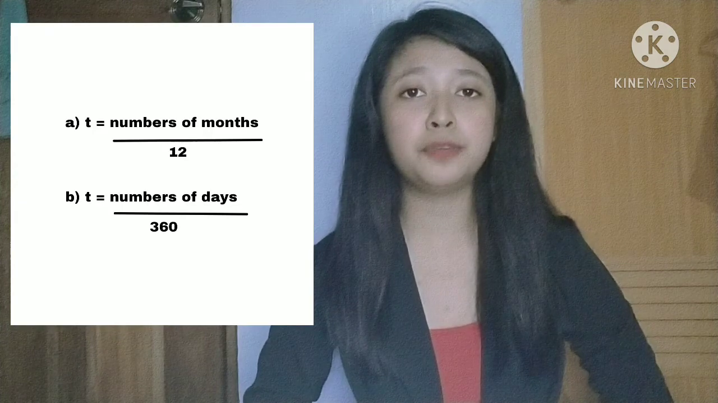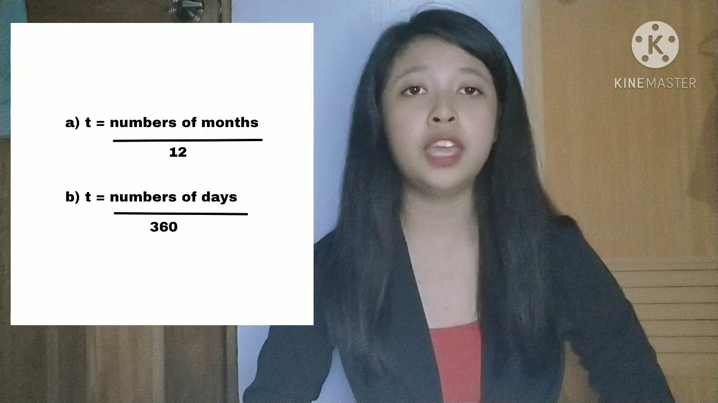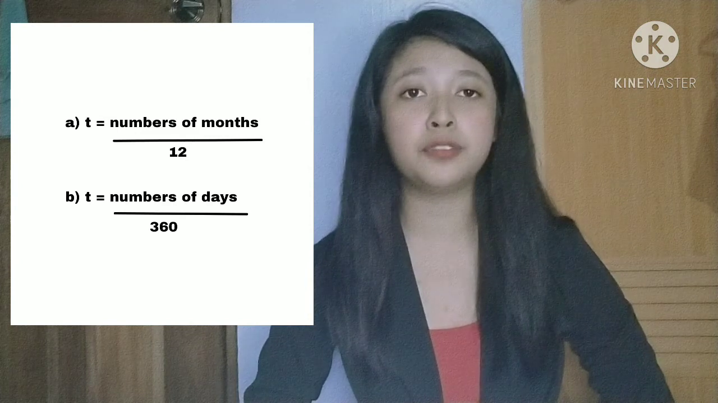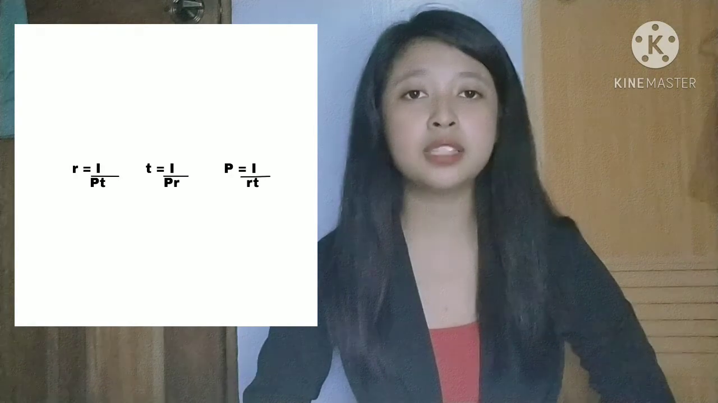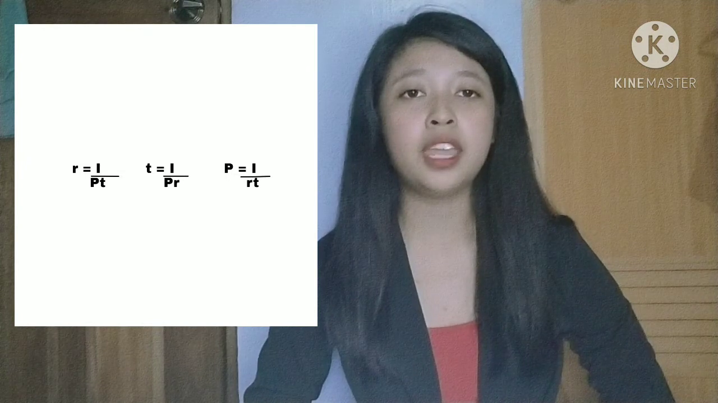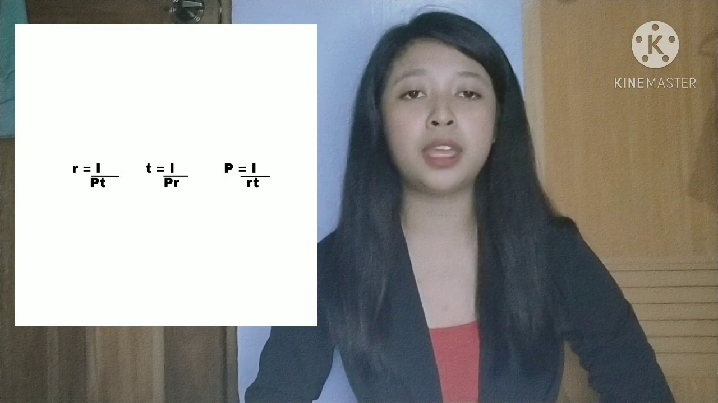What if Donna decided to pay it in months, not years? What is the future value? If the time is given in months or days, it can be converted to years using these formulas. T = number of months divided by 12, and for days, T = number of days divided by 360. From the simple interest formula, I = PRT, we can derive the following formulas. R = I divided by PT, T = I divided by PR, and P = I divided by RT.